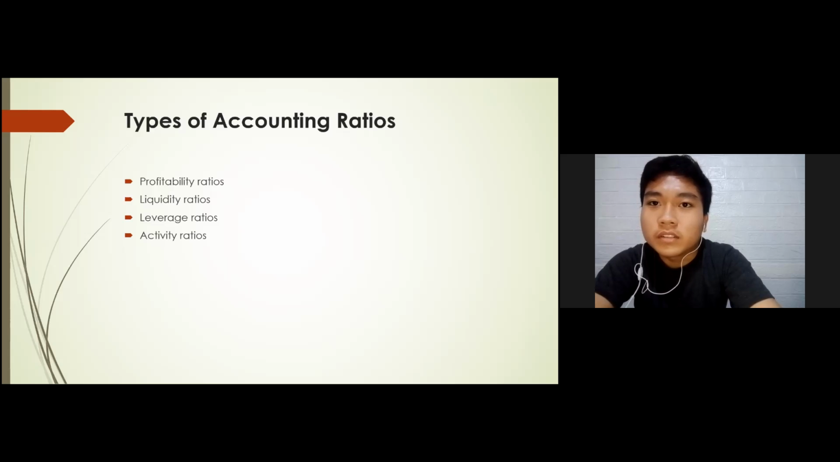So here are the types of accounting ratio. There are many types of accounting ratio, but in general, there are four types: profitability ratios, liquidity ratios, leverage ratios, and activity ratios.